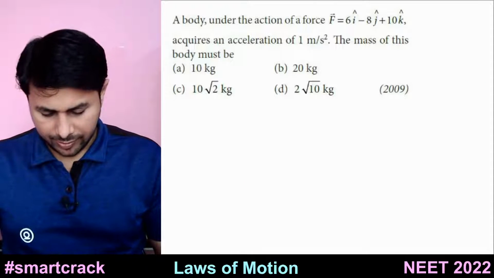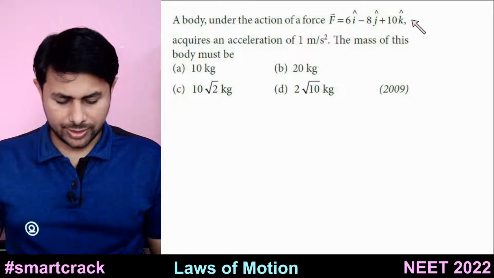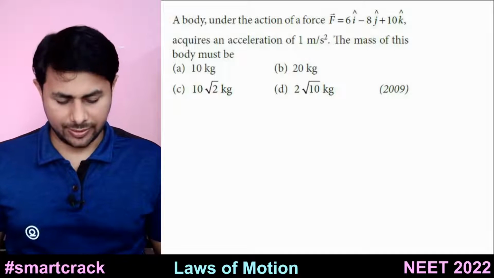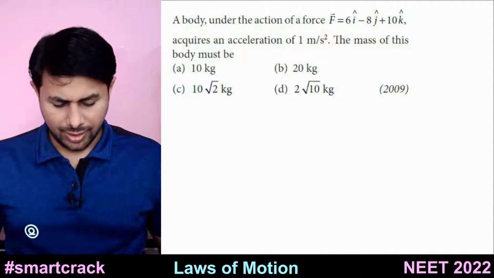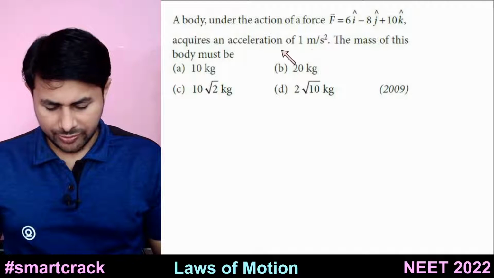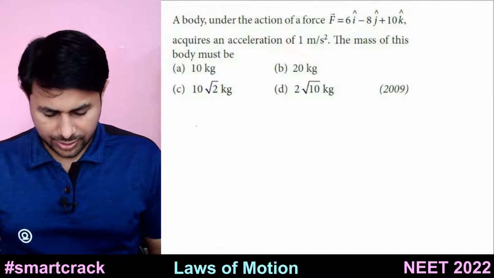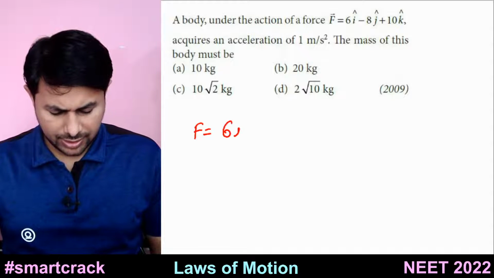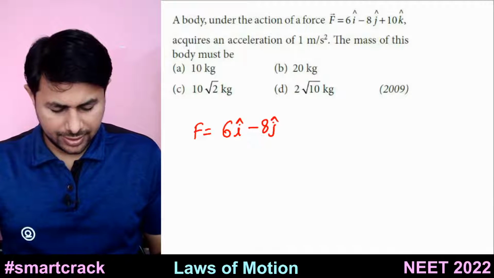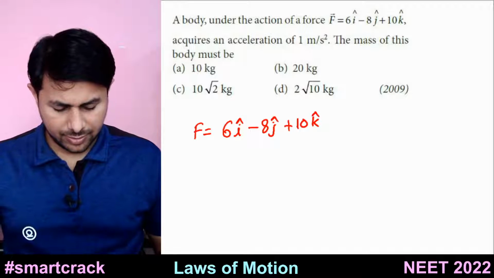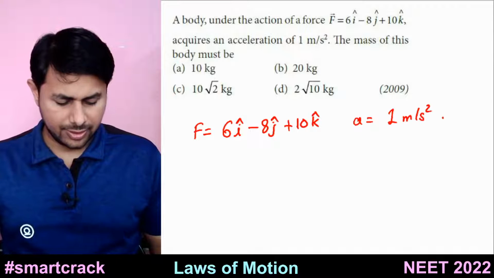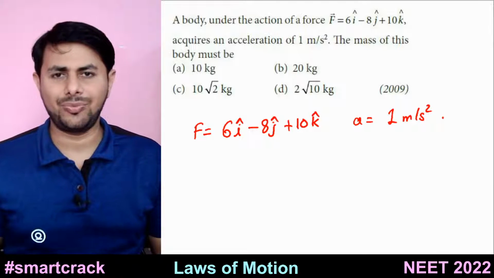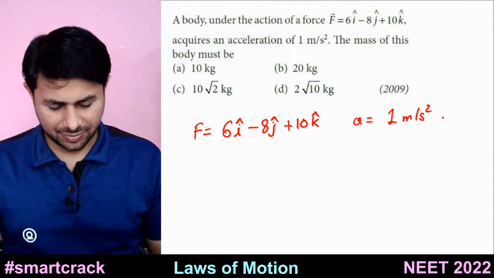So next problem is a body under the action of force, this is the force, acquires an acceleration of 1 meter per second square. The mass of this body must be, what will be mass of this body? So we are given with the force, we are given with acceleration. So force is this much, 6I minus 8J plus 10K cap, and acceleration equals to 1 meter per second square. So if we consider Newton's second law, force is equal to mass times acceleration.